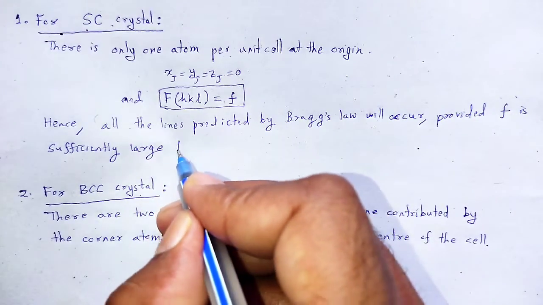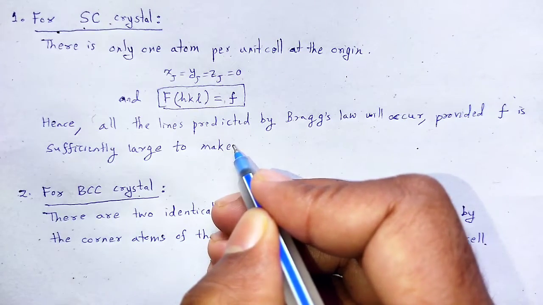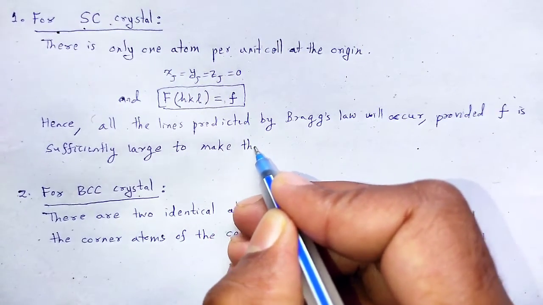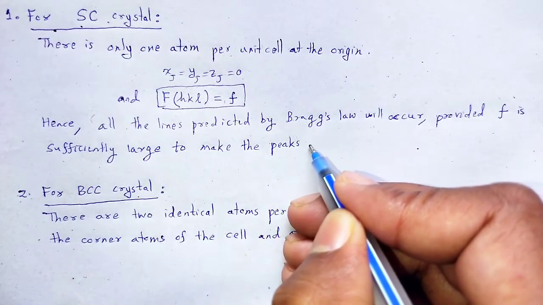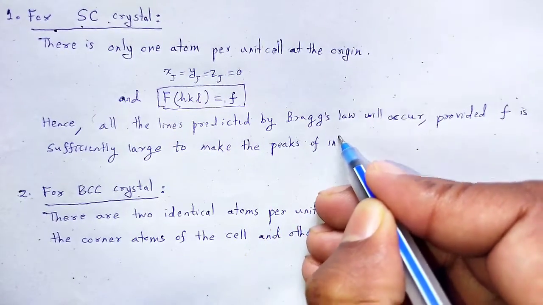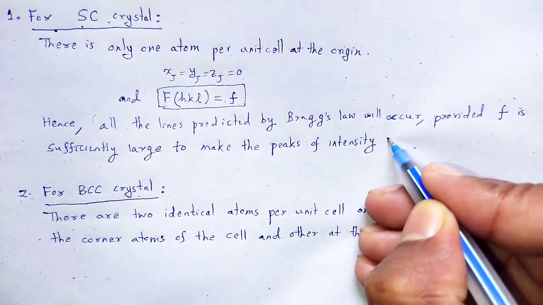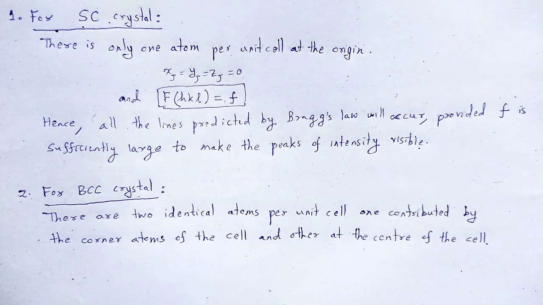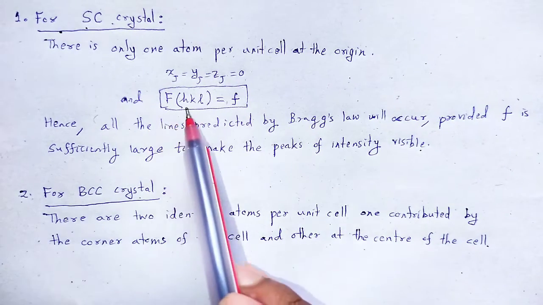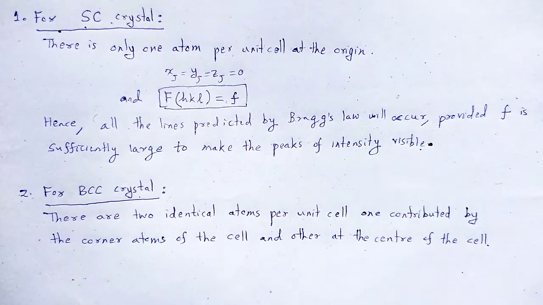to make the peaks of intensity visible. As f is equal to the atomic scattering factor, we can easily see that intensity.